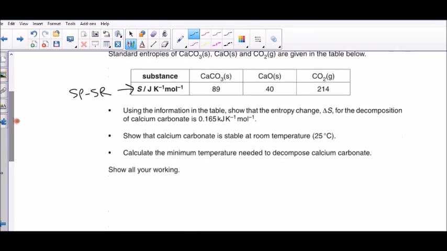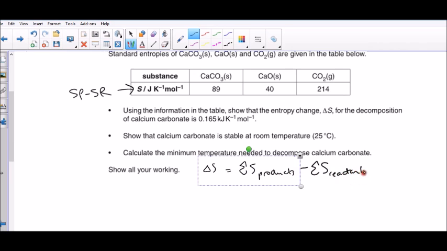So we've got the first thing, using the information in the table, show that the entropy change is 0.165 kilojoules per Kelvin per mole. So we've got delta S equals the sum of S of the products, take away sum of S of the reactants, which is SPSR, which we've written up here. I'd encourage you to always write the equation that you're using, because sometimes there's a mark for it. It just so happens in this mark scheme that there isn't, but that doesn't mean you shouldn't do it.